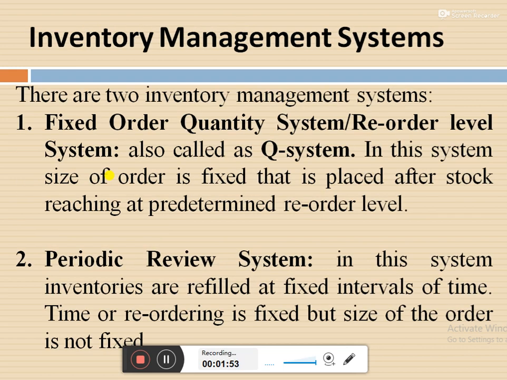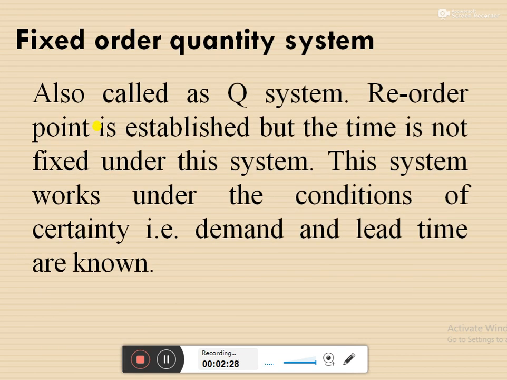There are two main inventory management systems. First one is the fixed order quantity system or reorder level system, which is also known as the Q system. The second is the periodic review system, the system in which the order size is not fixed but the intervals of time are fixed to reorder the inventories. In this particular video we will discuss the fixed order quantity system or Q system.